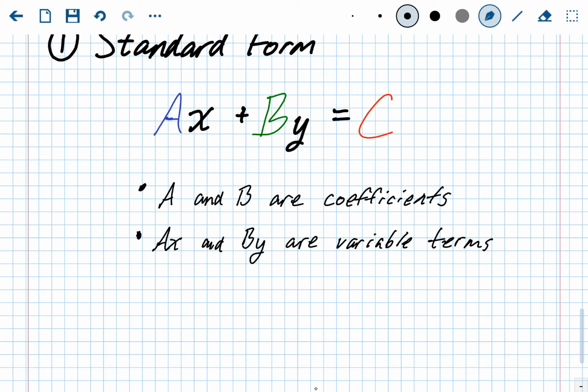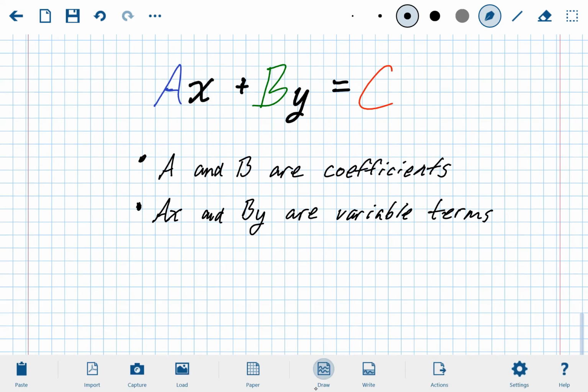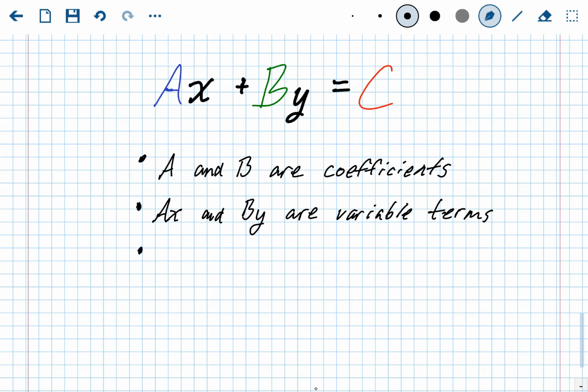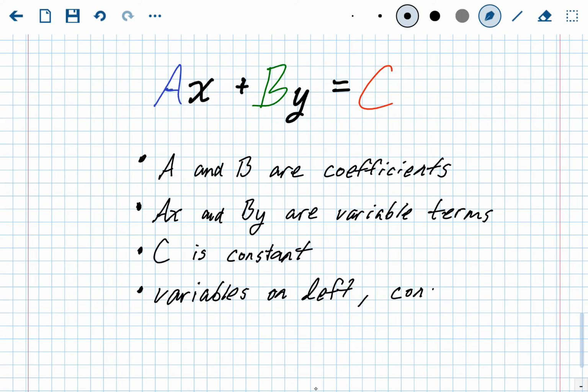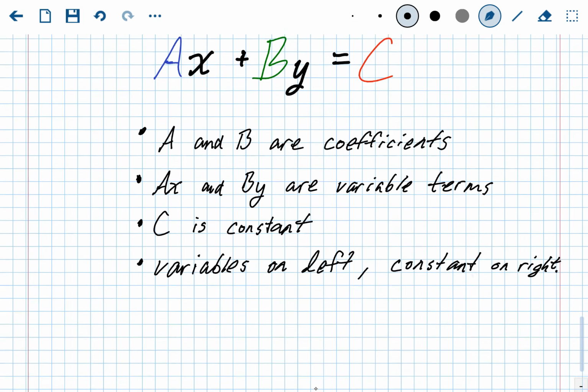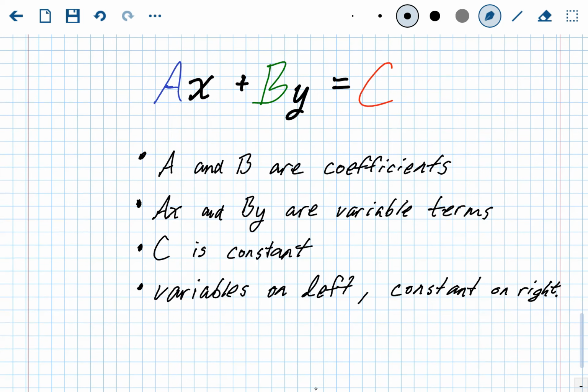Why are they variable terms? Well, they have variables in them. C is a constant, so c won't have a variable on it. Again, we always want it in this form where the variable terms are on the left and the constant is on the right. So ax plus by equals c, that's standard form.